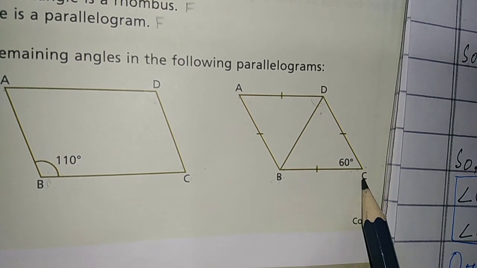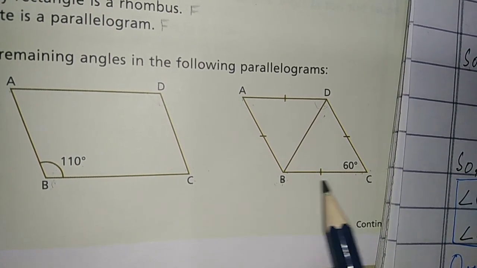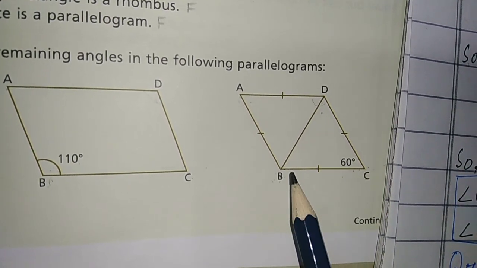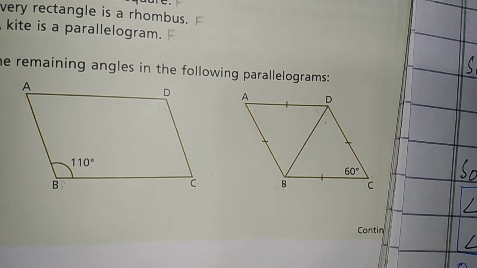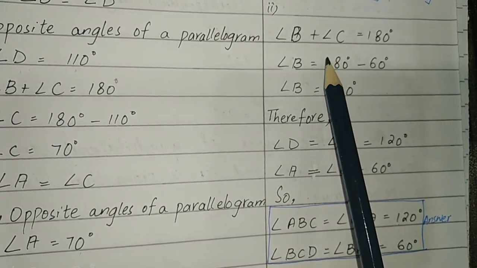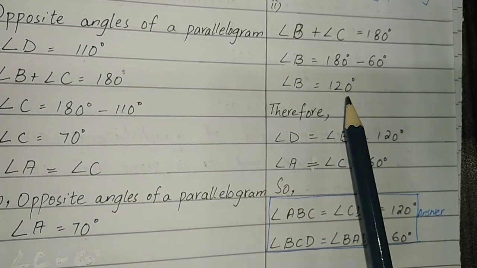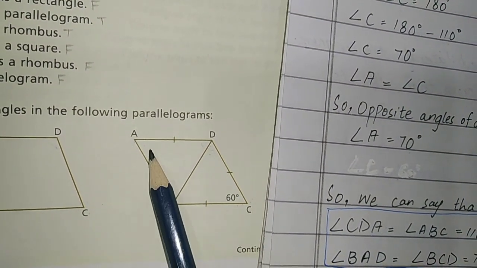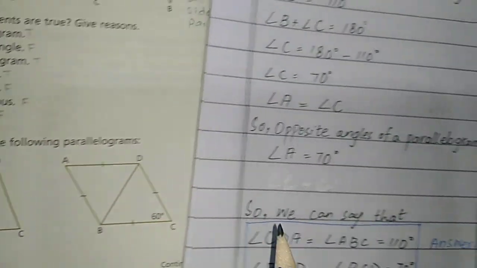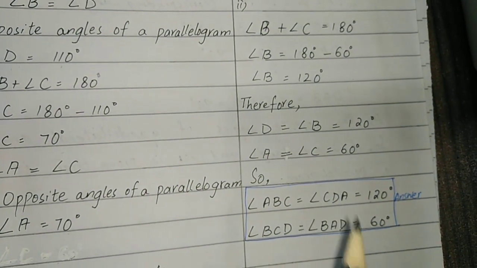B and C are adjacent supplementary angles, so their sum is going to be 180. So angle B plus angle C equals 180, and angle C is 60 degrees, so 180 minus 60 is 120 degrees. So angle B is 120. If angle B is 120, angle D is also 120, and angle A is 60 degrees because angle C is 60 degrees and they are opposite angles of a parallelogram.